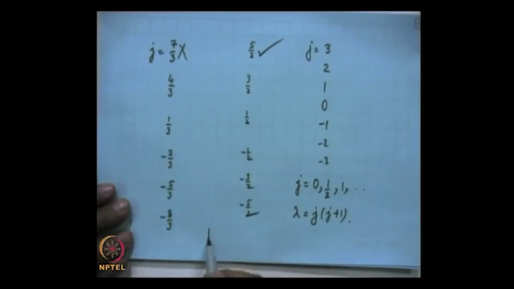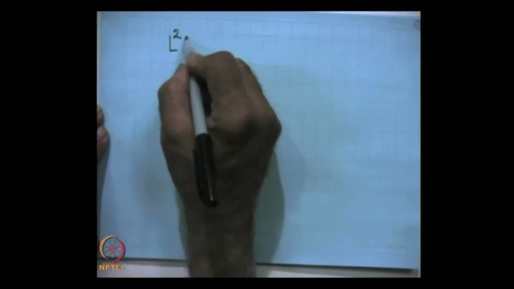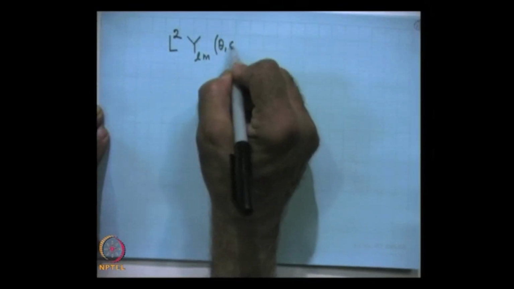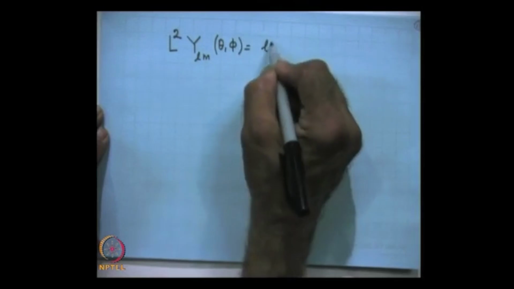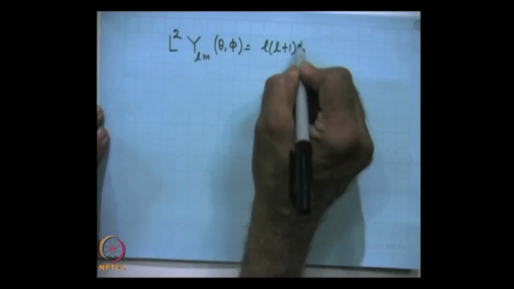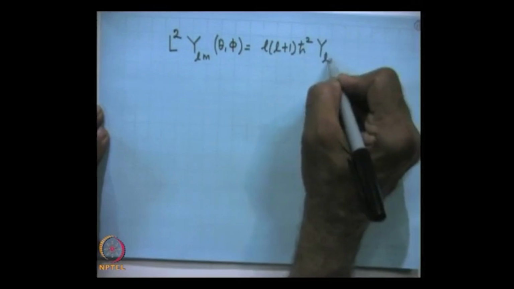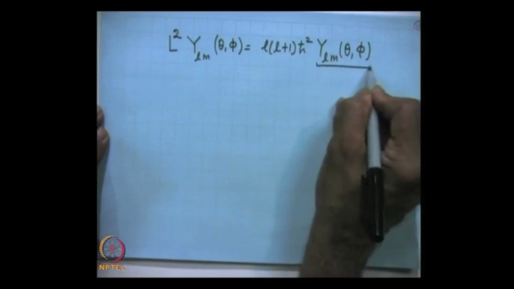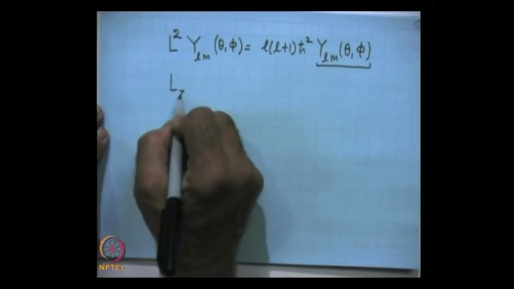Now, you see a remarkable result that we have obtained. Earlier we had used the differential operator representation, and we had found that the eigenfunctions are the spherical harmonics, and the eigenvalues were L square Y L m theta phi equal to L into L plus 1 h cross square Y L m theta phi. In fact, these were simultaneous eigenfunctions of L square and L z.